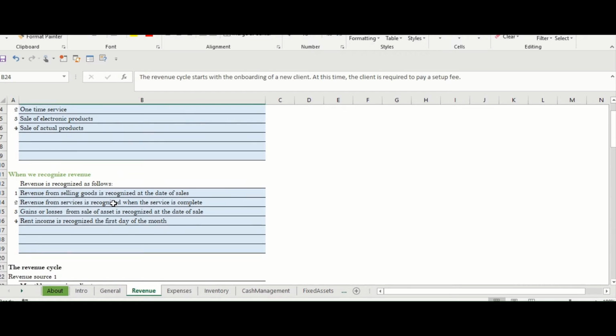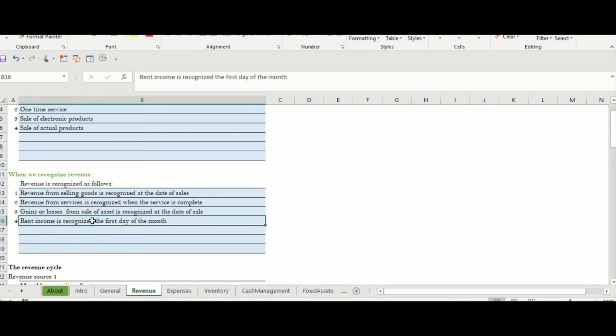Then the next thing you want to do is decide when you recognize revenue from these sources. Some examples: revenue from selling goods is recognized at the date of sale. Revenue from services is recognized when the service is complete. Rent income is recognized the first day of the month. So you just develop a policy. When do you recognize revenue?